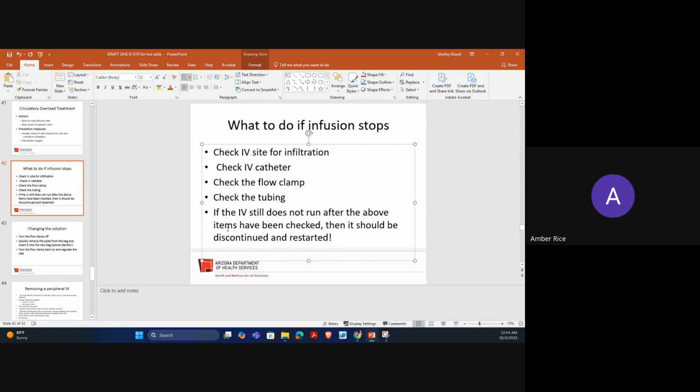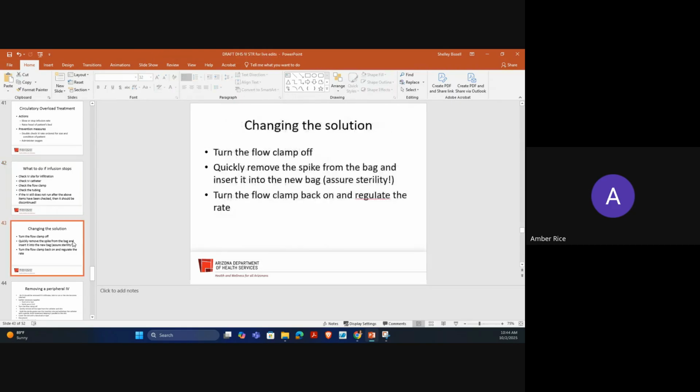Yeah, maybe just "discontinued" and get rid of the last two words. Yes, I agree. Because this is kind of like a complication, and we were under the complications, we were removing it. Yeah. And then the next slide is about changing solutions.